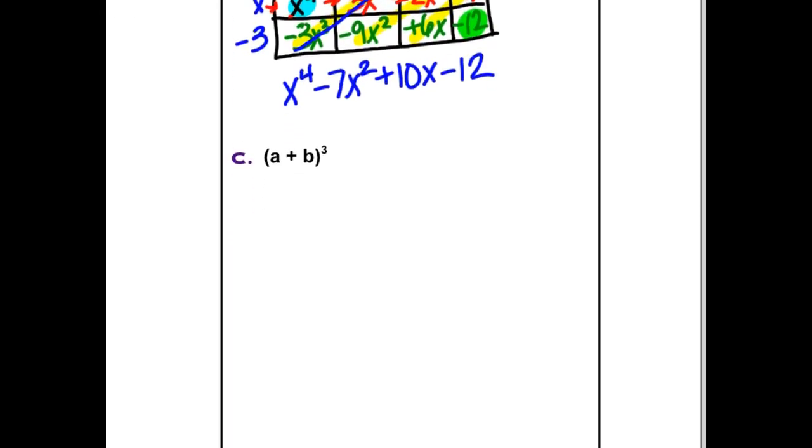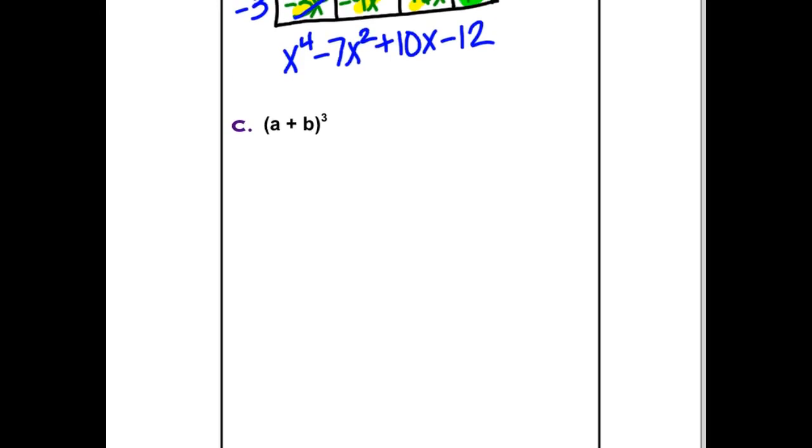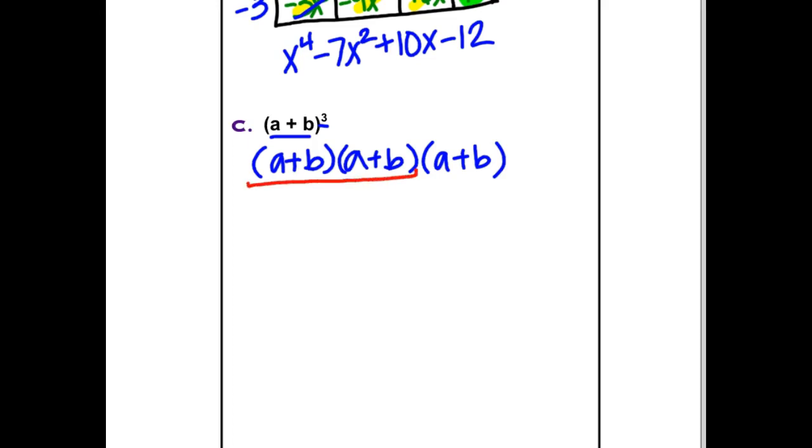Now, we got one more example. A plus b, the quantity cubed. A lot of you guys want to just say a cubed plus b cubed and be done with it. Unfortunately, that's not how it works, because remember, an exponent means that what's inside is multiplied out that many times. So we have a plus b times a plus b times a plus b, 3 times. When you do this, you group. So first, we FOIL the first 2.